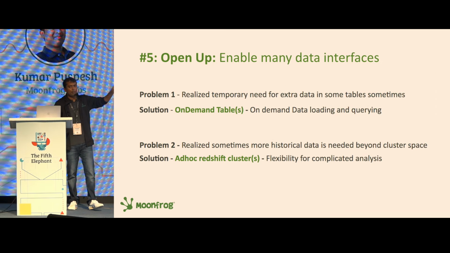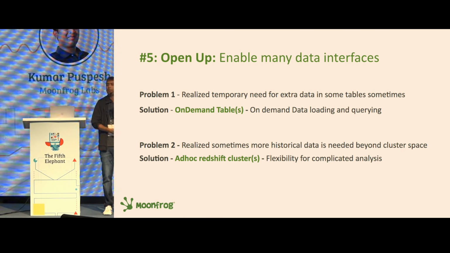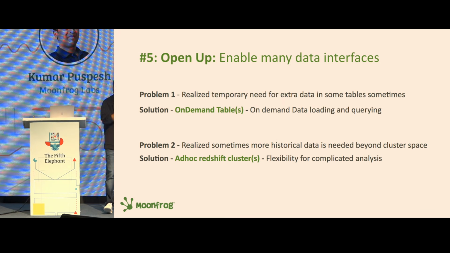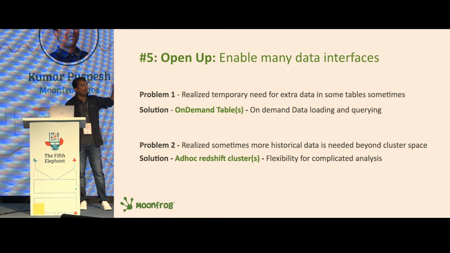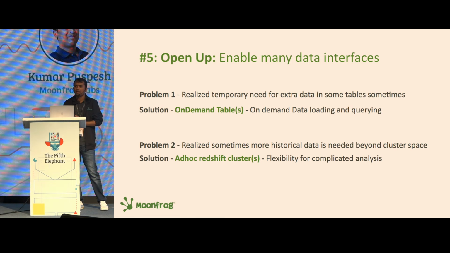We realized some problems early on: a temporary need for extra data in some tables sometimes. Because we had a moving window, sometimes people need the last month's data or last year's data. So we created Rundeck automated jobs which users can run to create on-demand tables. And also sometimes more historical data is needed, like, okay, last year's IPL, what was happening? That kind of thing we figured out much later, and we created ad hoc Redshift clusters. You create a smaller cluster and do your independent analysis. And all these tools we ended up building so that our teams do not need data pipeline or data platform people continuously. They can just keep doing it themselves.